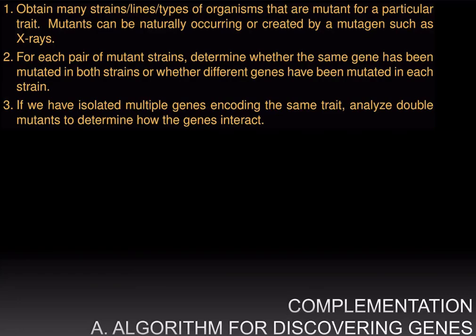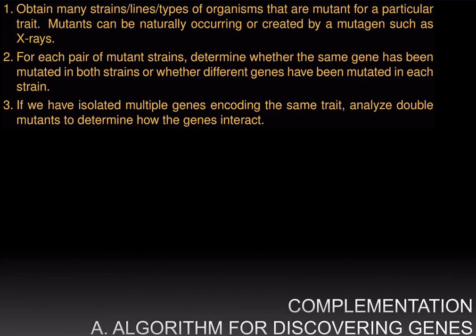Most traits or phenotypes are not controlled by a single gene, but in fact by many genes. Discovering all the genes that control a particular trait, and also how those genes interact to determine the phenotype, is an important goal in genetics. And geneticists use an algorithm for discovering genes and their interactions.